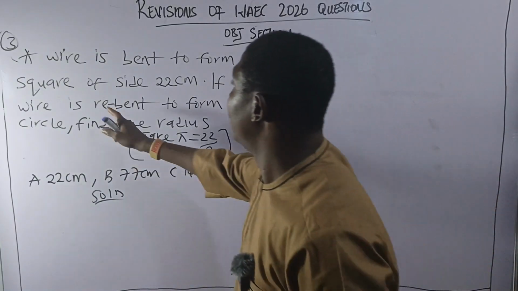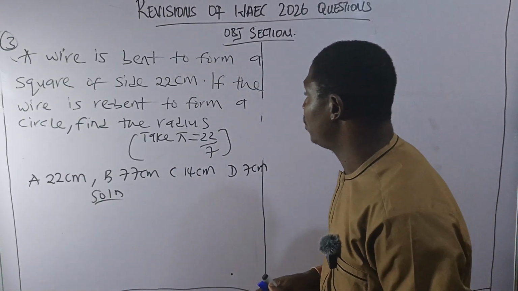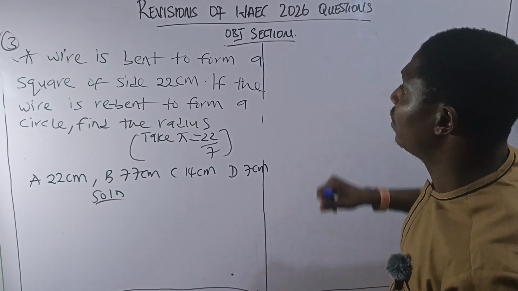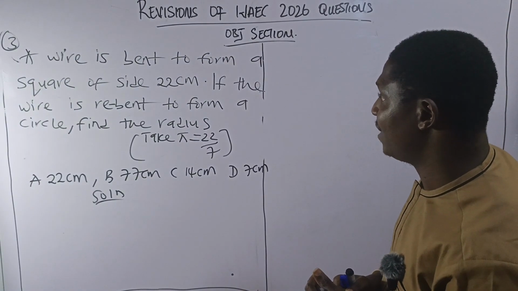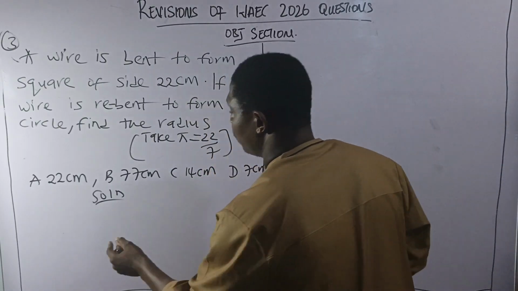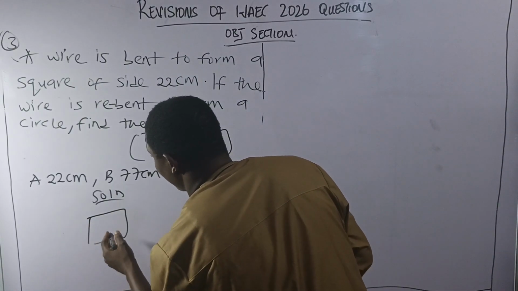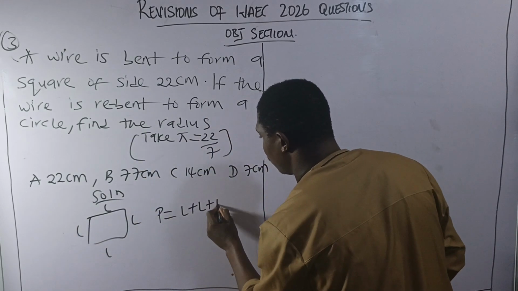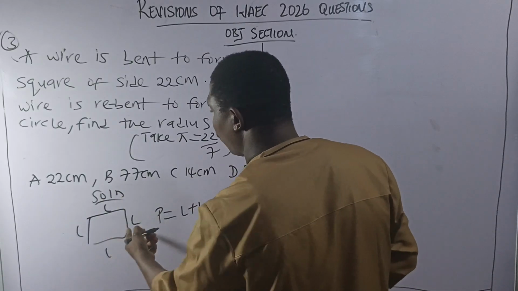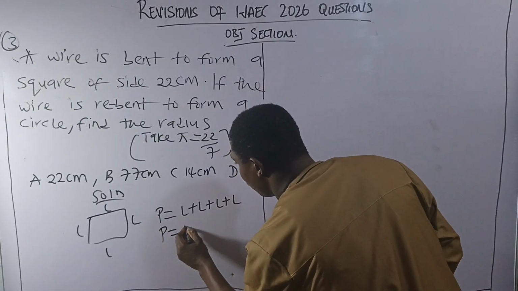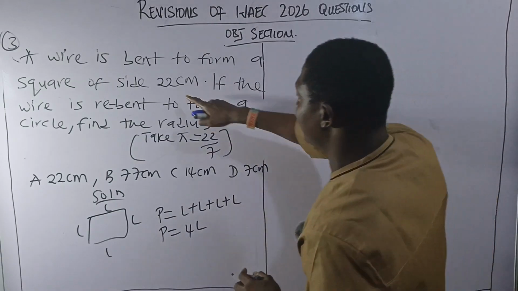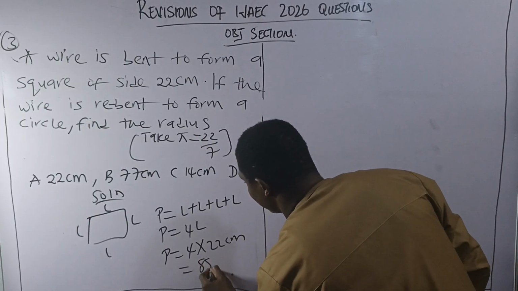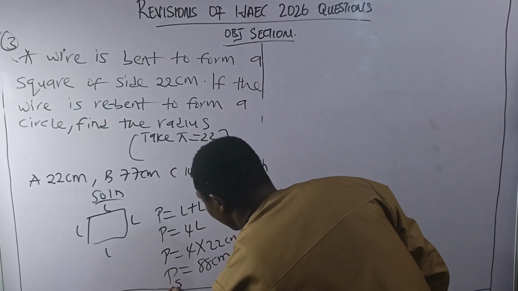Our question 3 says, a wire is bent to form a square of side 22 centimeters. If the wire is rebent to form a circle, find the radius. First, they said the wire is bent to form a square of side 22 centimeters. So let me assume this is the square, and all the sides are L, L, L. So my perimeter will be L plus L plus L plus L, because perimeter is the sum of all the sides that make up a shape. So P will be equal to 4L. And the side is 22, so the perimeter becomes 4 times 22 cm, which is equal to 88 centimeters. This is the perimeter of the square.